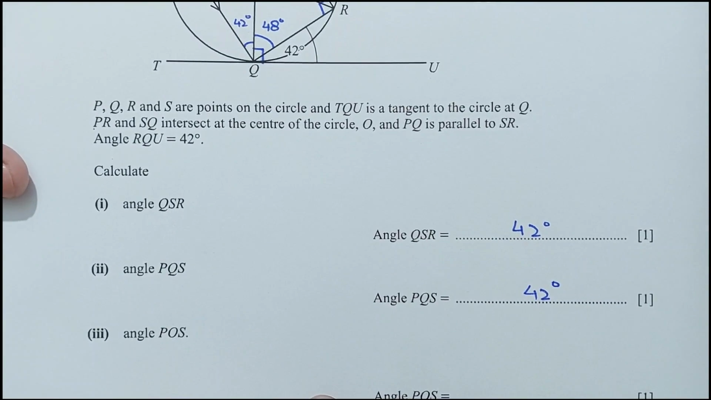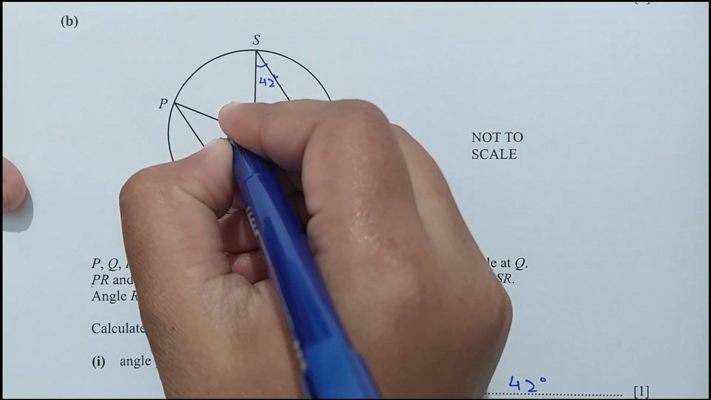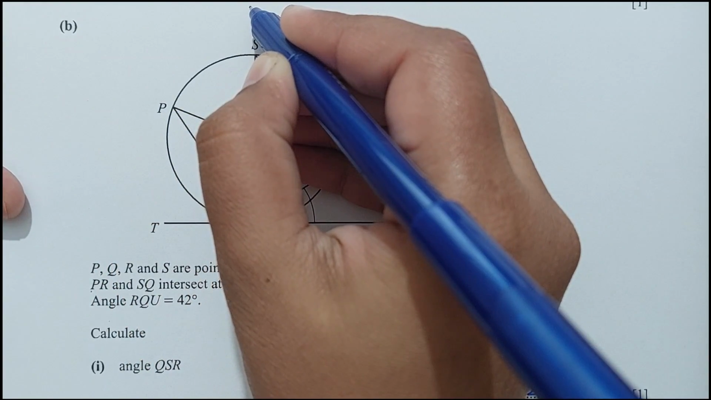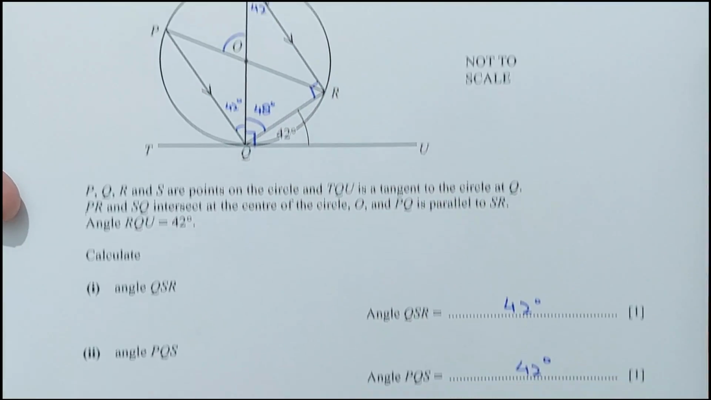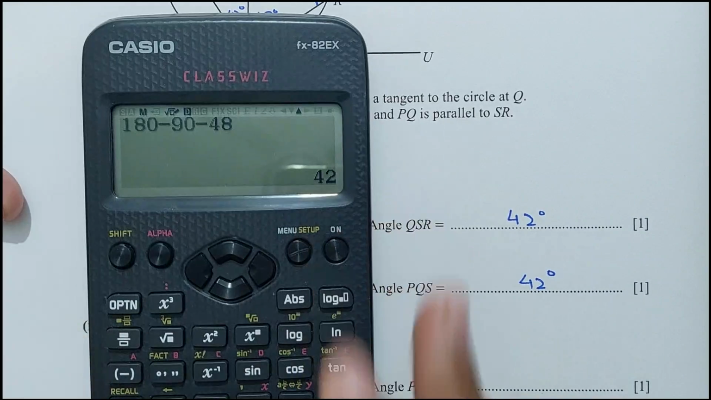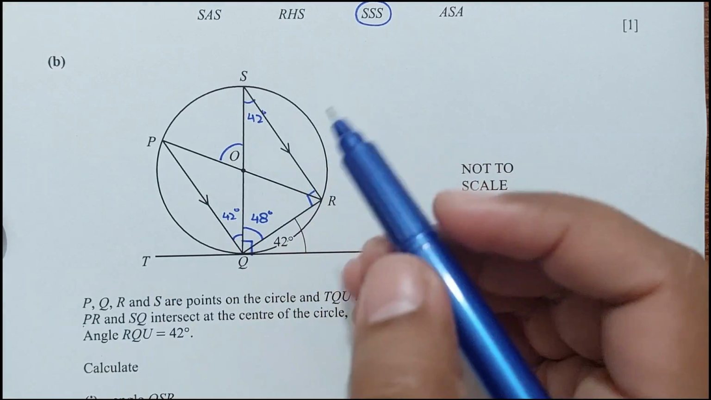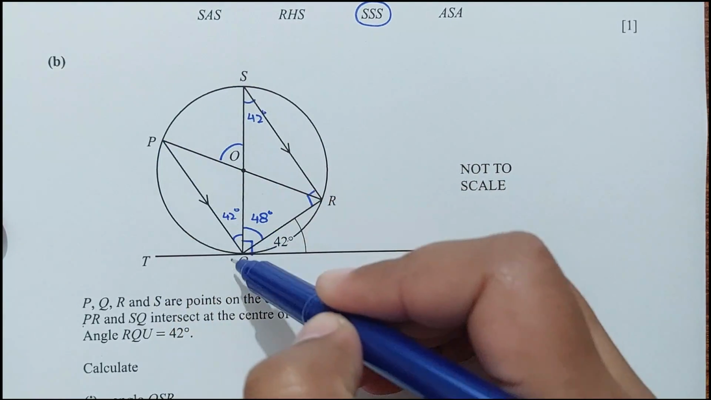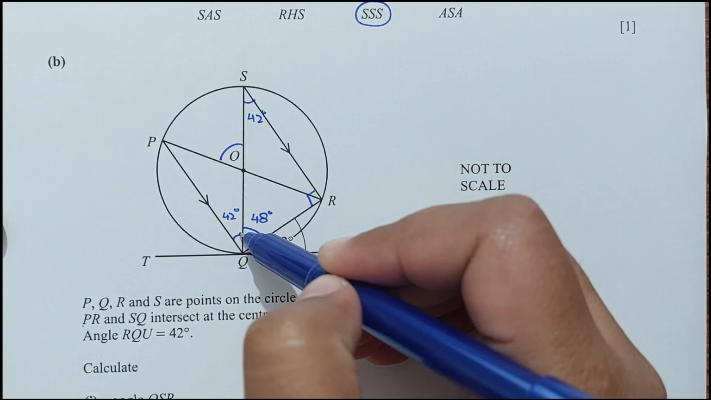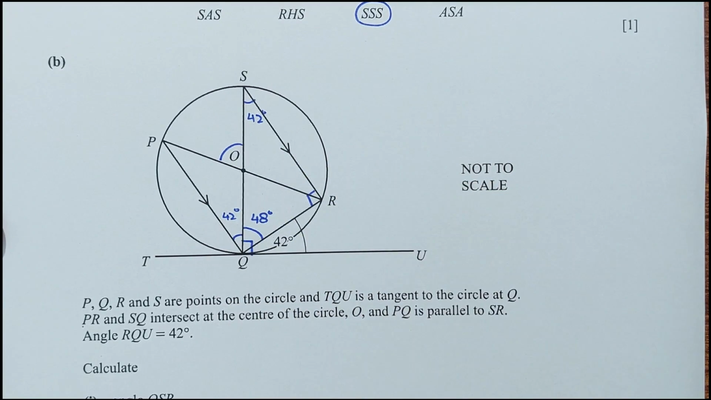Number 3, angle POS. P, O and S. This angle. All right. So we have PQS is 42. POS is 2 times 42, by the theorem. Times 2 is 84 degrees. So the theorem is, when the angles are subtended by the same arc, PQS and POS, the angle at the center is 2 times the angle on the circumference.